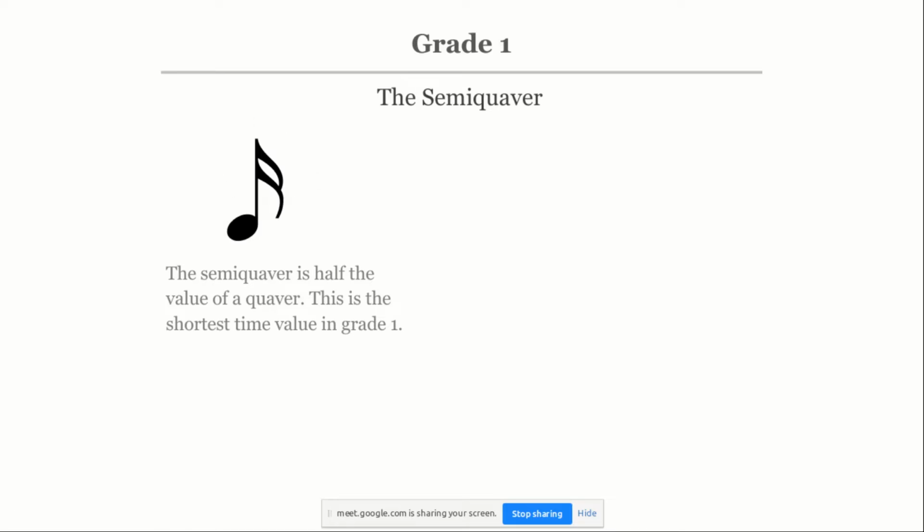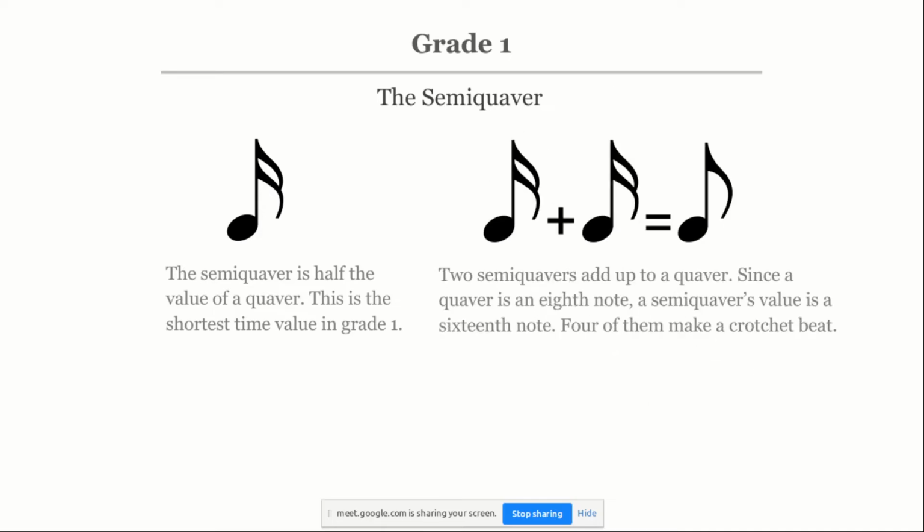So that means 16 semiquavers make 1 semibreve. So we have two semiquavers, if you add them together, you get a quaver. I've just told you that it's a half. And since a quaver is an 8th note, a semiquaver is a 16th note. 4 of them make a crotchet beat. Just like 2 quavers make a crotchet, so 4 semiquavers make a crotchet.